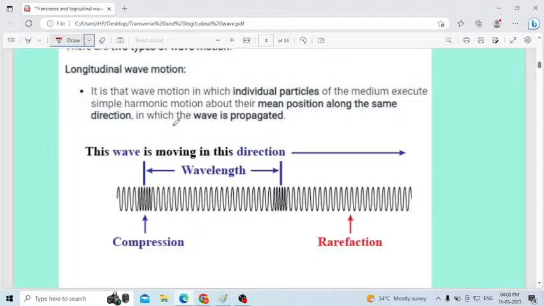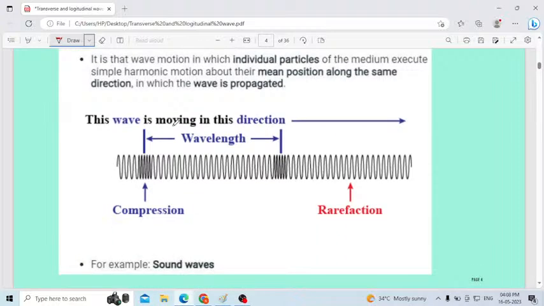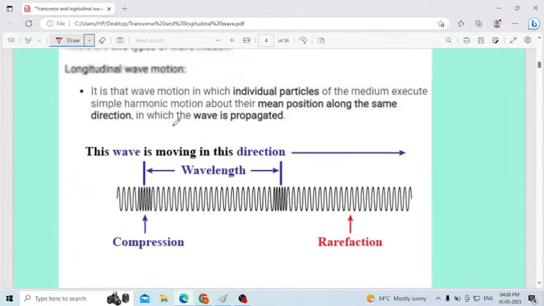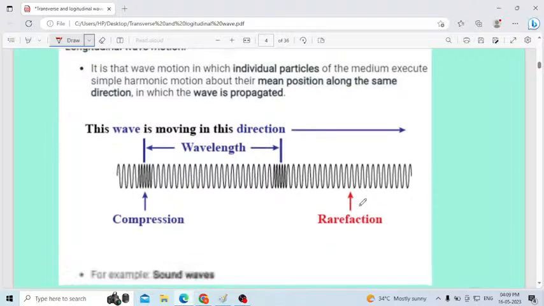This wave travels along the direction of the wave. For example, sound wave is a longitudinal wave. That is what they are asking in the question: whether sound waves are longitudinal or transverse. It is a longitudinal wave because the particles vibrate along the direction of motion of the wave.